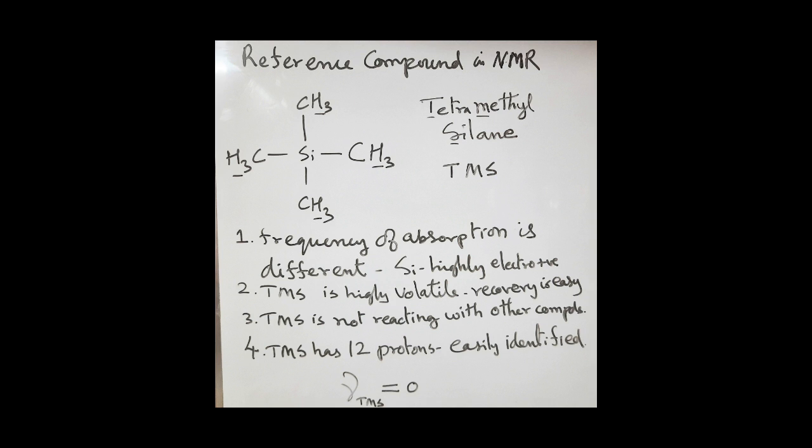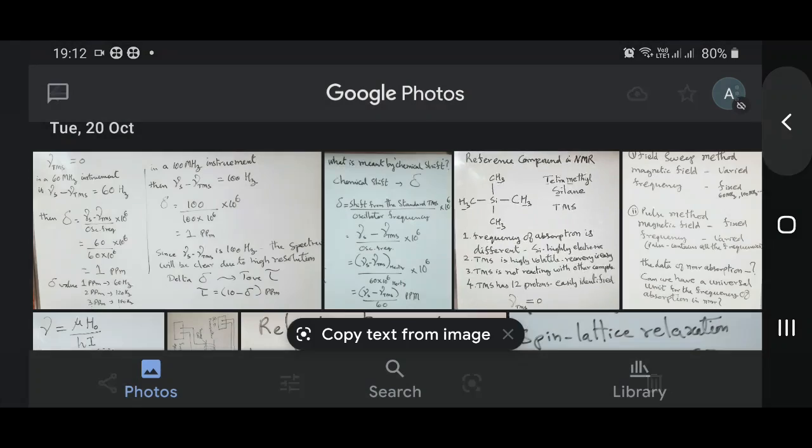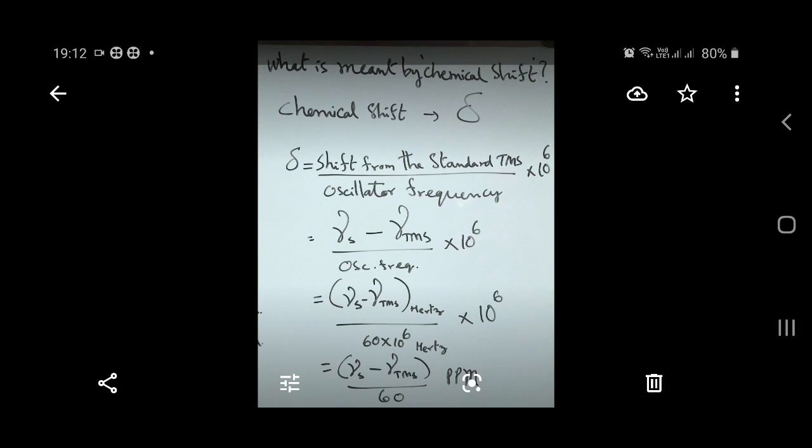We saw the reasons for choosing tetramethylsilane. In the examination or in the viva voce, or if you sit for any interview in a private company, you may face a question regarding the reference compound in NMR spectroscopy. You must know what are the reasons for choosing tetramethylsilane as the reference compound in NMR spectroscopy. I have given 4 reasons. So please remember the 4 reasons.